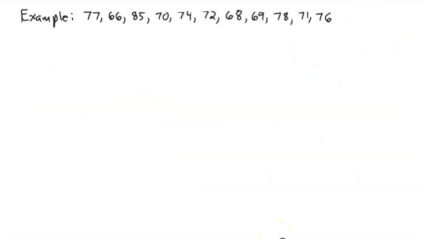All right, here's an example. We're going to try and identify the 5-number summary of this data set. Looks like we have 1, 2, 3, 4, 5, 6, 7, 8, 9, 10, 11 data points. So we do have an odd number, so that's going to come into play in a little bit. First thing we're going to do is organize them from smallest to largest. I see a 66 here, then I see a 68, and then a 69. All right, so we've organized all the data points smallest to largest.